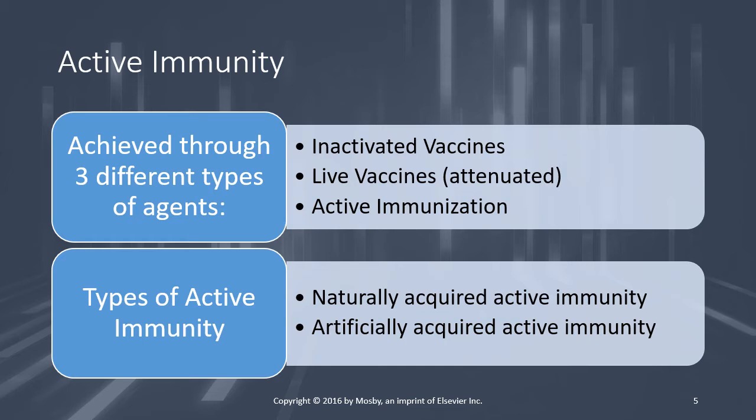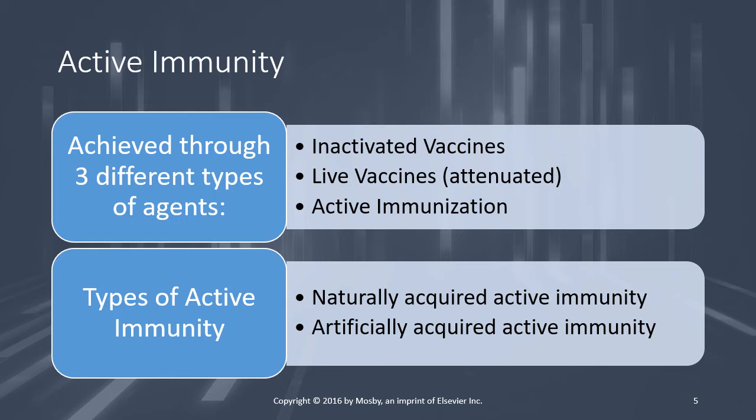Active immunization would be something like a toxoid. So write toxoid next to active immunization on your slides. Those are pathogenic microorganisms that are modified chemically so that they're not toxic anymore and they can be used as a vaccine. Sometimes we use these types of vaccines for pertussis, Hep B, the HPV virus, different things like that.